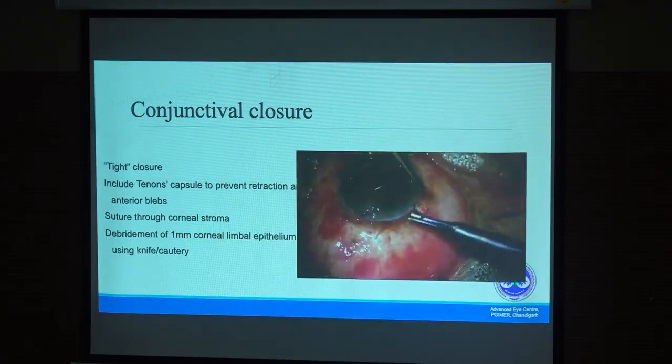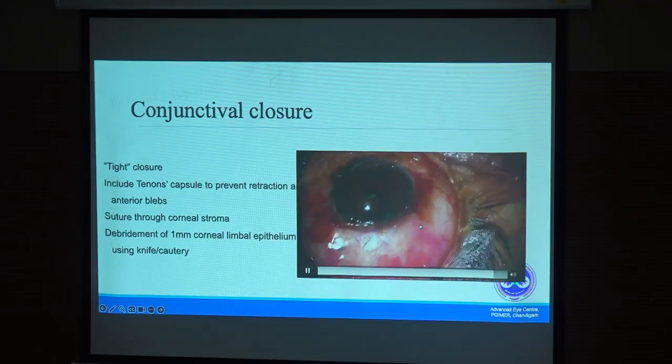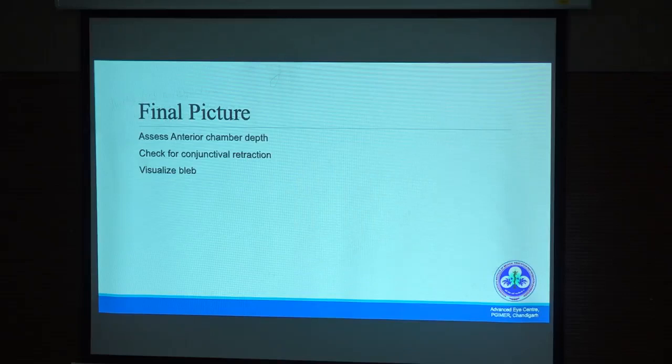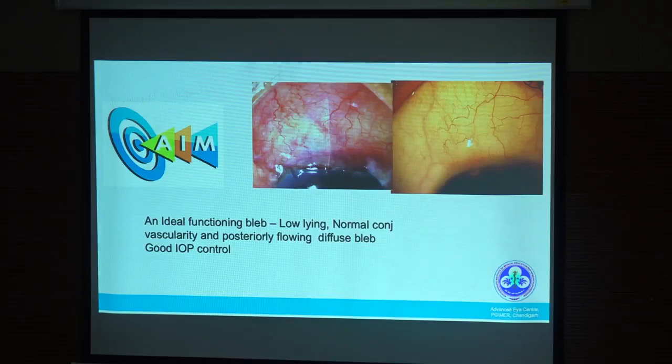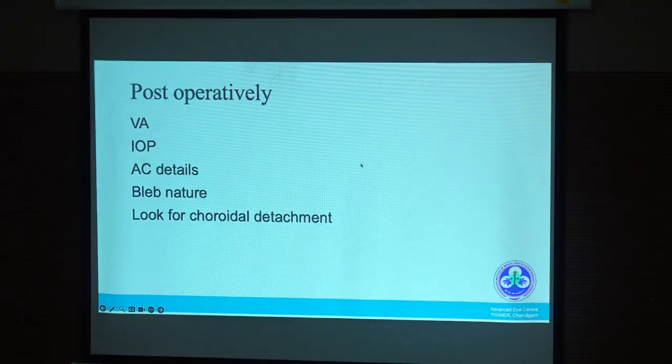Then you can do 1 or 2 extra sutures on these side margins, so that you will get a good watertight closure. At the end of the surgery, there may be some blood in the bleb. Do not worry, you don't need to diffuse the bleb at the end of the surgery. So the final picture should be a formed anterior chamber, no conjunctival retraction, and the ideal bleb should be visible like this on the initial post-op day, then you expect a good bleb like this at the end of 3 months, but often you don't. Post-operatively you have to assess visual acuity, IOP, anterior chamber details, and the nature of the bleb.